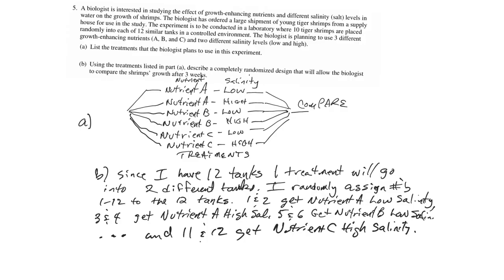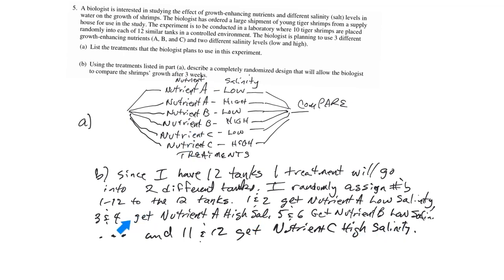So since I have 12 tanks, one treatment will go into 2 different tanks. So I randomly assign numbers 1 to 12 to the 12 tanks. 1 and 2 get nutrient A, low salinity. 3 and 4 get nutrient A, high salinity. 5 and 6 get nutrient B, low salinity. This process continues until 11 and 12 get nutrient C, high salinity. So all of our treatments are basically assigned to the random numbers.